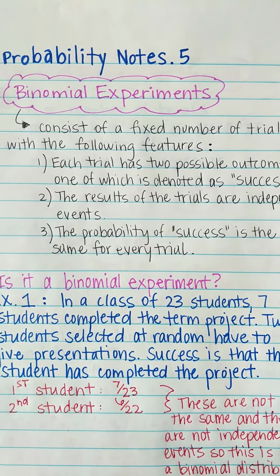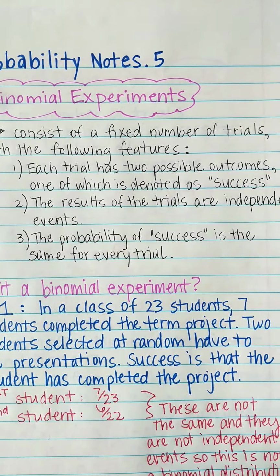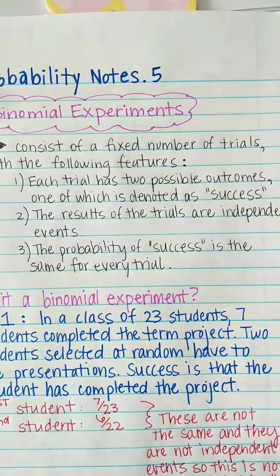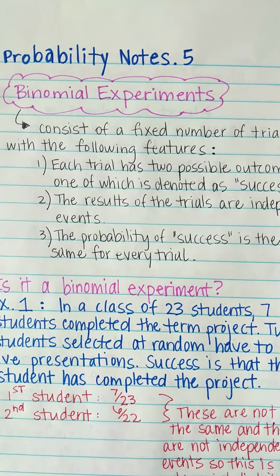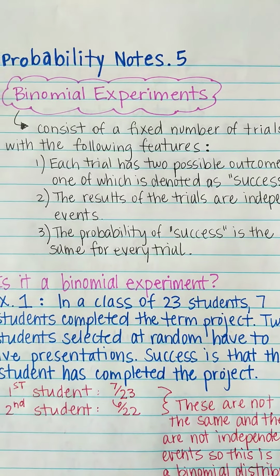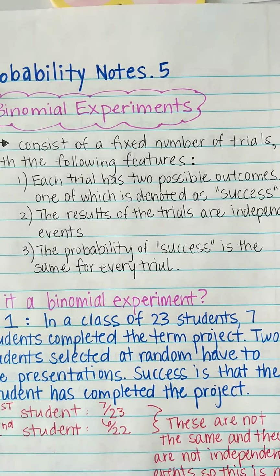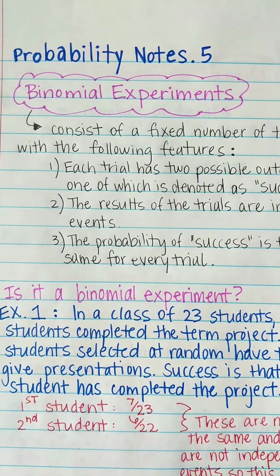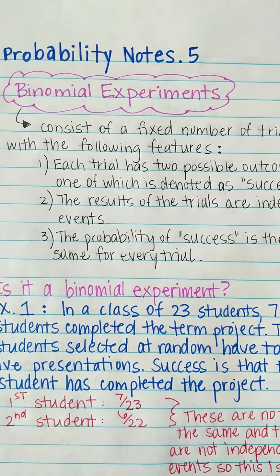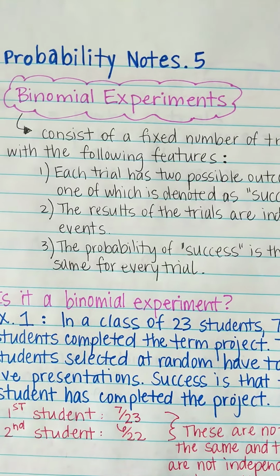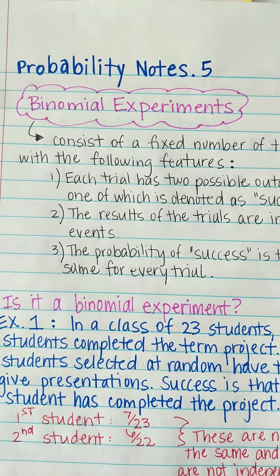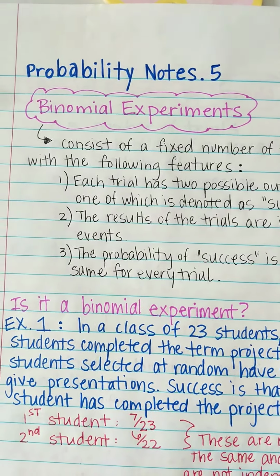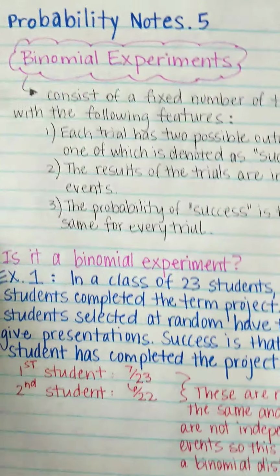The next qualifier is that the results of the trials are independent events. Like how I flipped that first coin has no bearing on how I flipped that second coin. And then the third qualifier is the probability of success is the same for every trial. And it doesn't have to be 50-50, heads 50, tails 50. It could be like 20-80 or 40-60, but it just needs to be that same probability every single time.